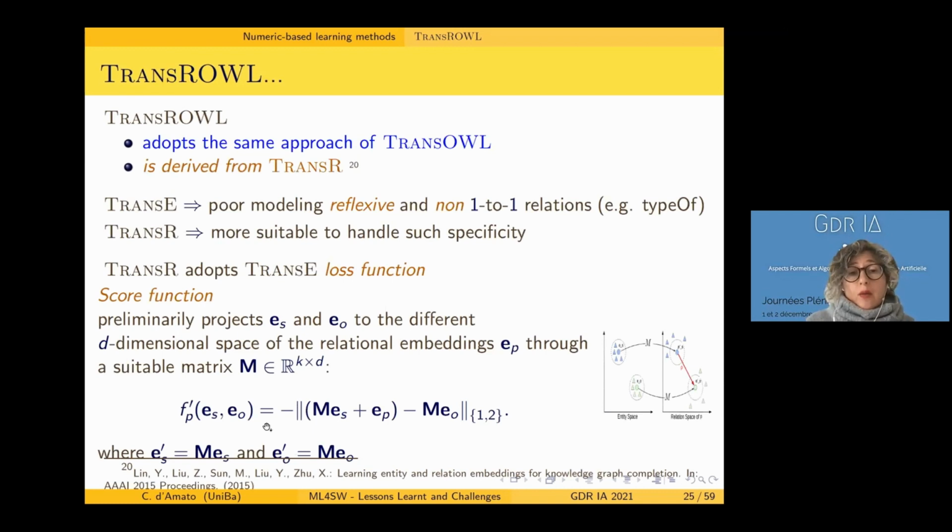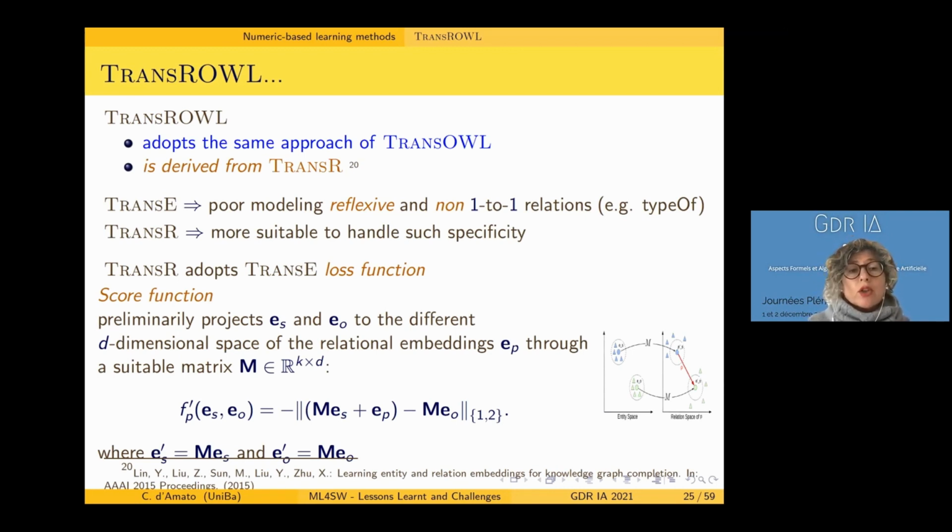We moved on with this setting from TransAul to TransRAul for two different reasons. The first one is to show the generality of the approach. That means we can change the base embedding model, which for TransAul is TransE, and it is still possible to apply the way in which the background knowledge is injected within the knowledge graph embedding methods.